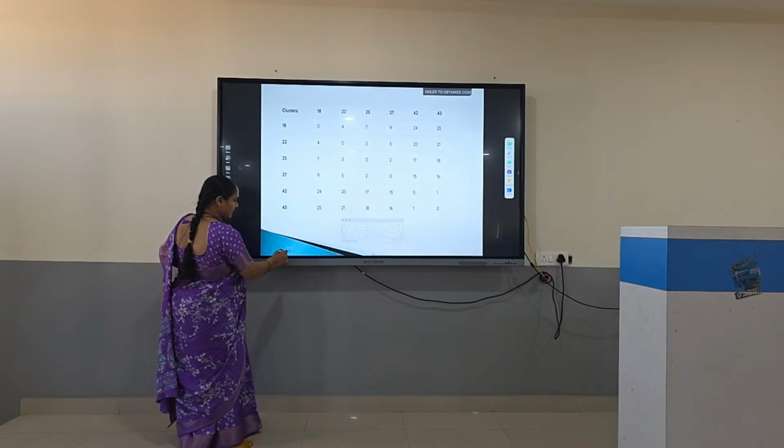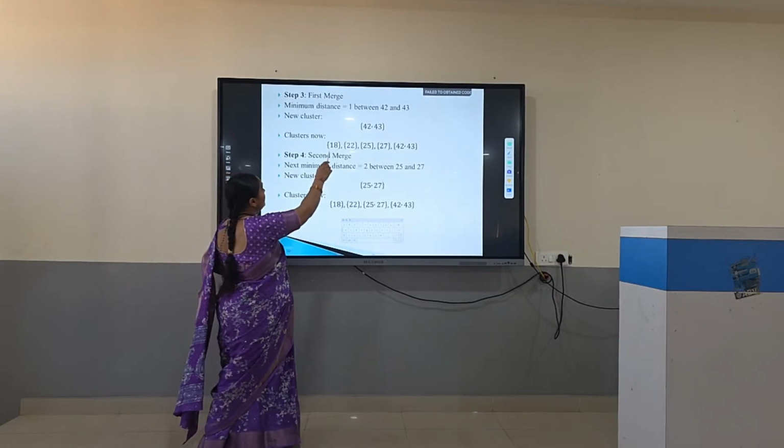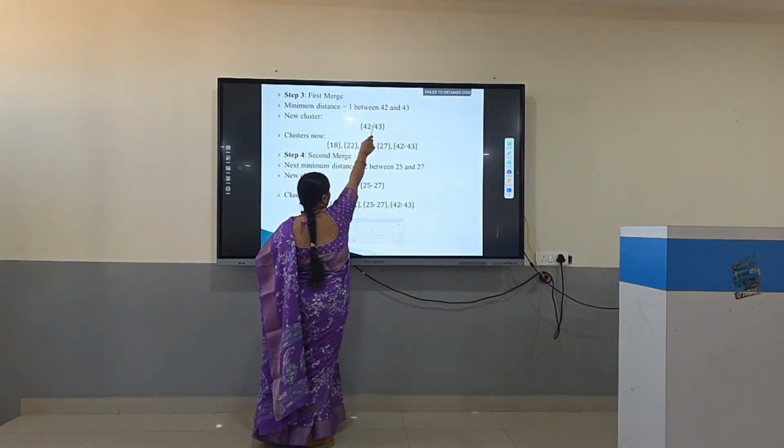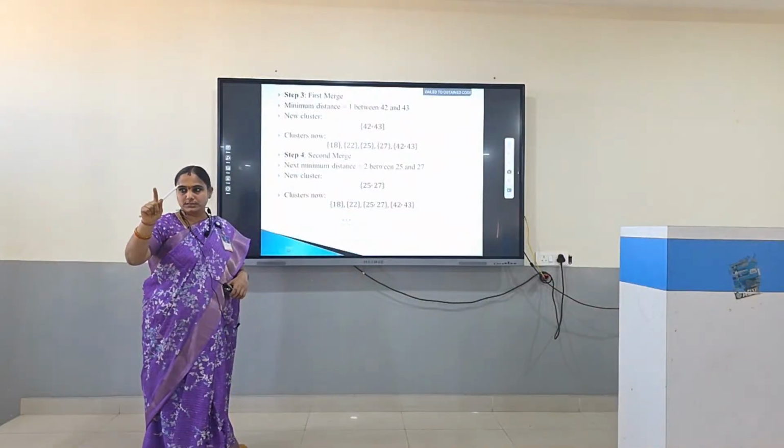What is the minimum value? Here 1 is the only minimum value. So you need to reduce: the minimum distance is 1, between 42 and 43. These two we have combined. Now this is one cluster.